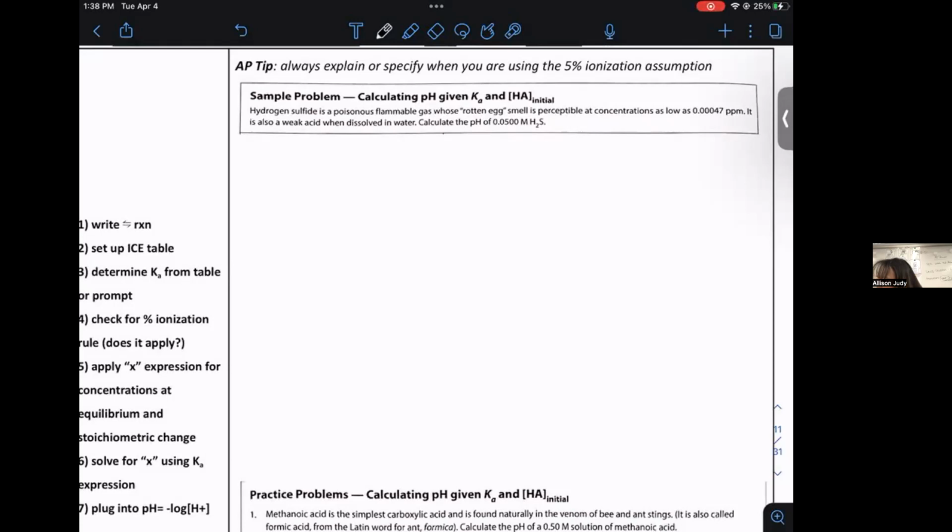It's perceptible at as low as 0.00047 ppm. It's also a weak acid when dissolved in water. Calculate the pH of 0.0500 molar H2S.